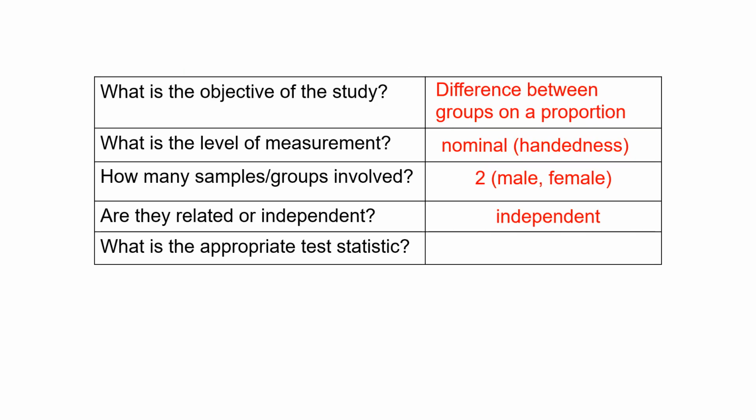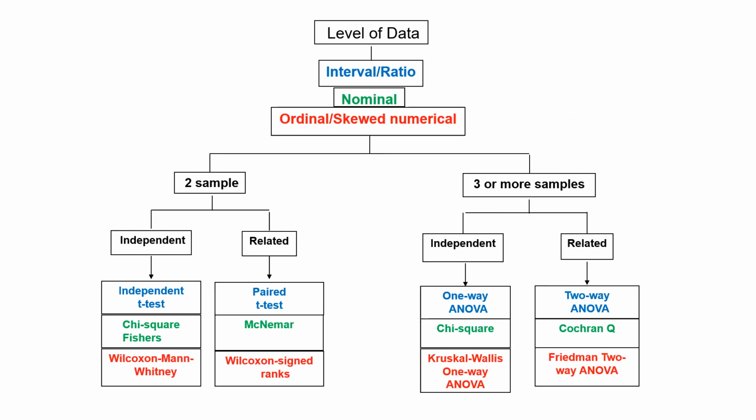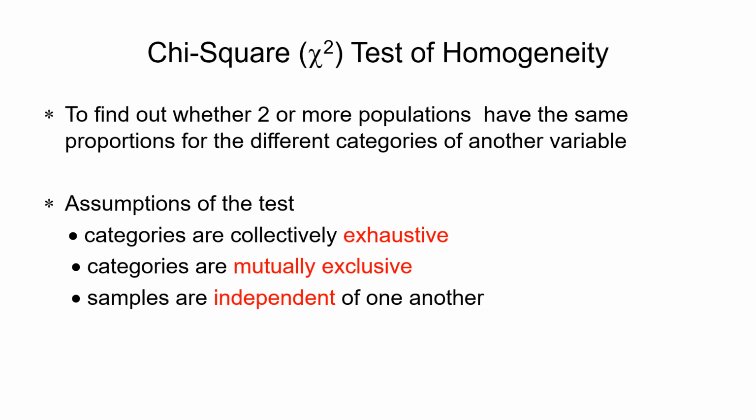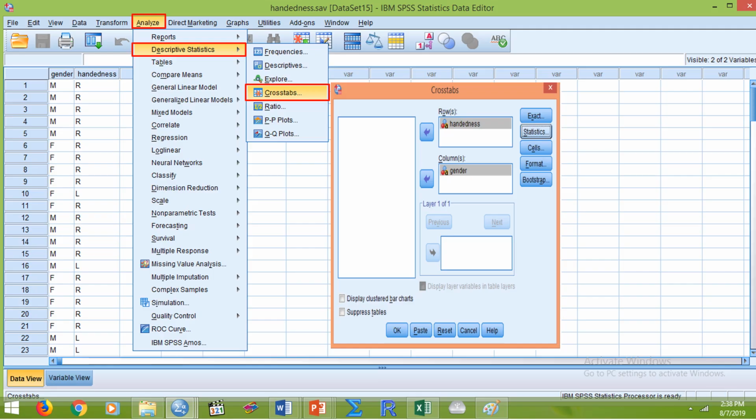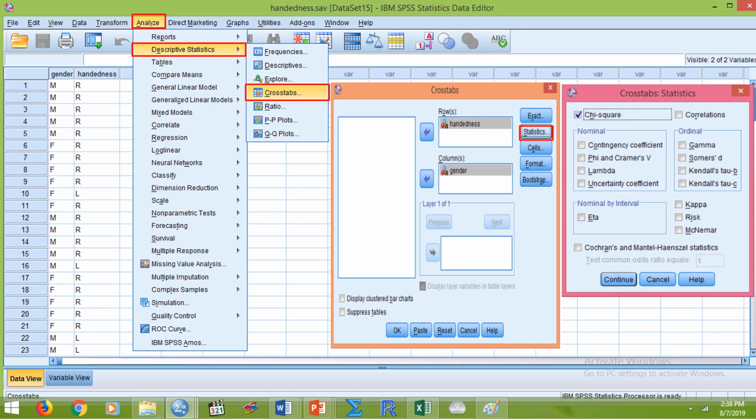Given these factors, what is the appropriate statistical test? The appropriate statistical test to determine difference in handedness between males and females is your chi-square test. The chi-square test is used to find out whether two or more populations have the same proportions for the different categories of another variable. This slide shows how the analysis can be generated using SPSS.